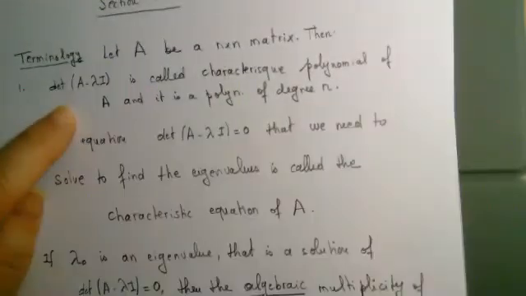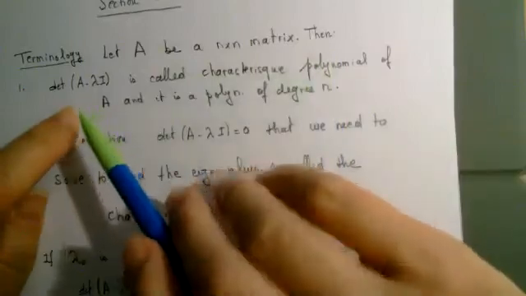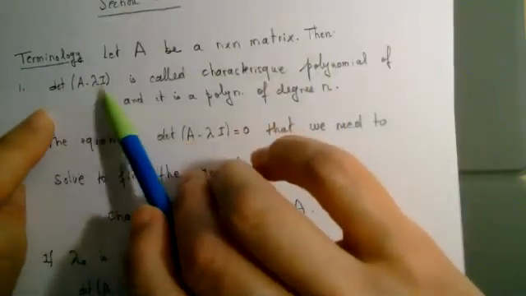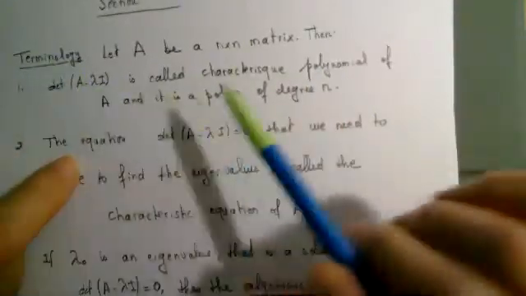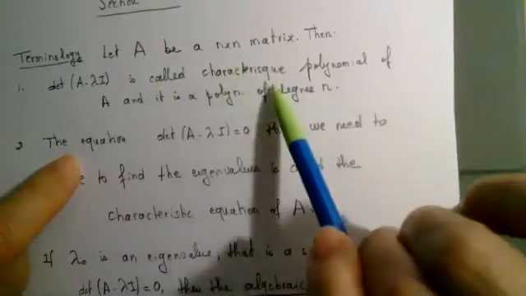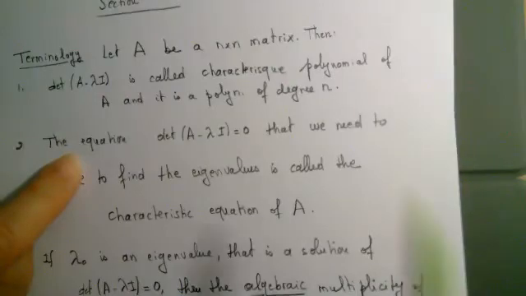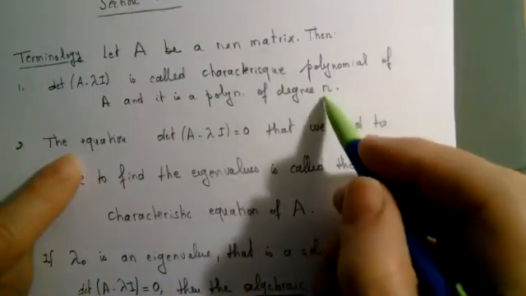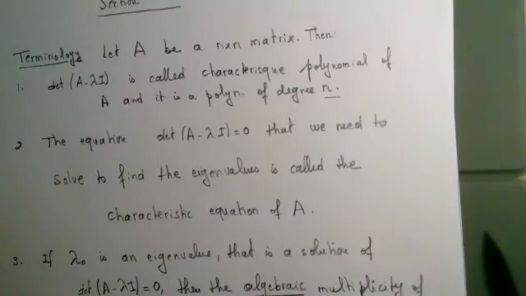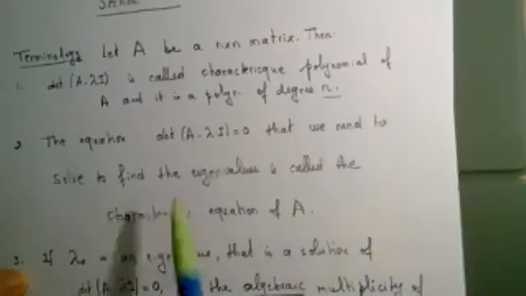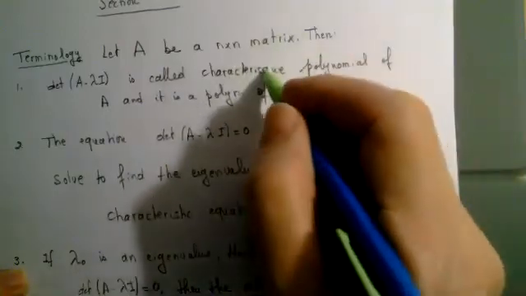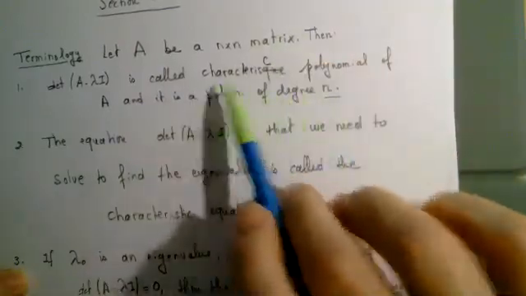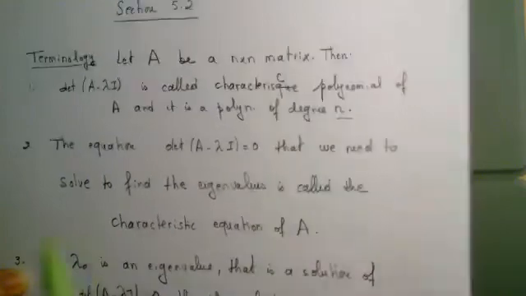So this is terminology. Let A be an n by n matrix. Then the determinant of A minus lambda I, by itself, we give it a name, and we call it the characteristic polynomial of A. And it's a polynomial of degree n. 3 by 3, polynomial of degree 3. 4 by 4, polynomial of degree 4. So that's what we call the characteristic polynomial of A.